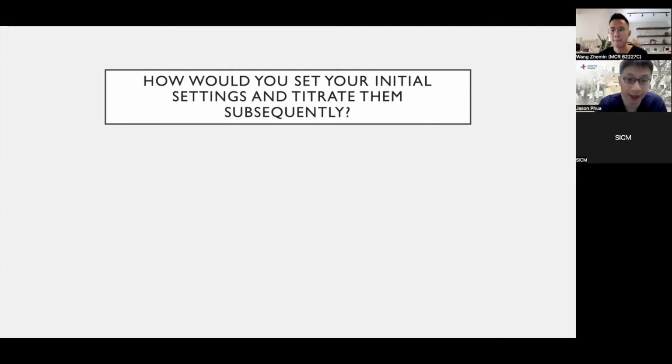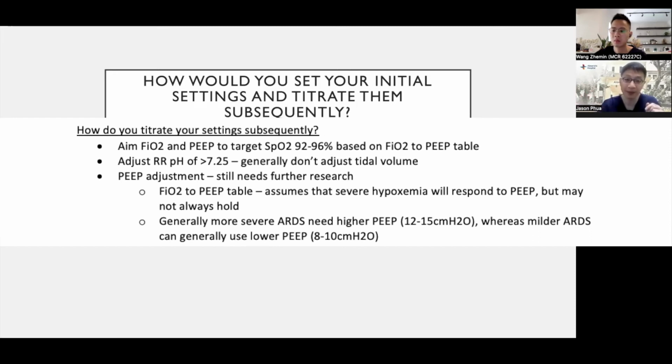How do you titrate them subsequently? In reality, you set the initial settings, then you maybe start to insert the central lines and do whatever else. During that time, you have a pulse oximeter on, and you can rapidly adjust your FiO2 and PEEP according to the FiO2 to PEEP table to keep the sats somewhere between 92 and 96. But you don't know what the carbon dioxide is. You don't know what the pH is. So half an hour later, you will check a blood gas.